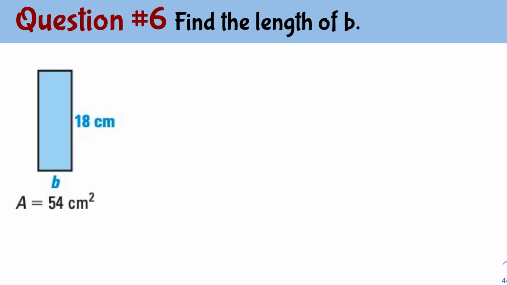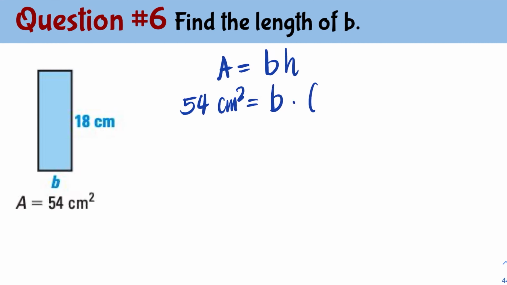Question number 6. Find the length of b. Since it is a rectangle, we will be using area is equal to base times height. The area is 54 centimeters squared. The base is missing, and the height is 18 centimeters. So how do we solve for b? Do the inverse operation, right? We can divide both sides by 18 centimeters.